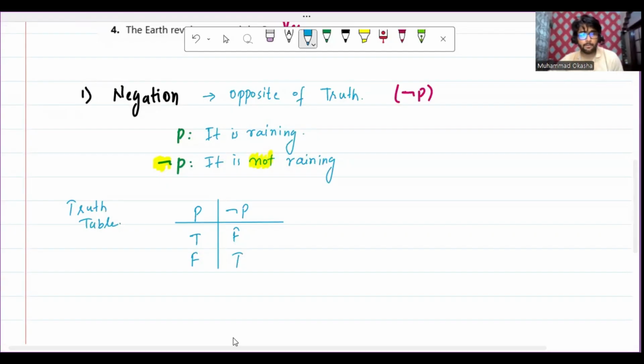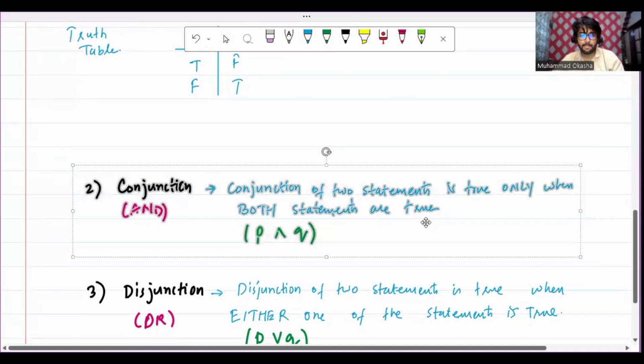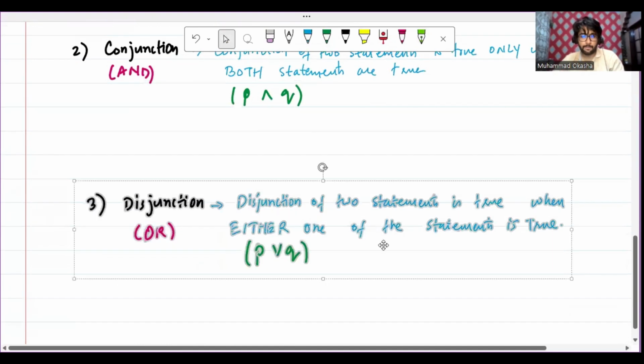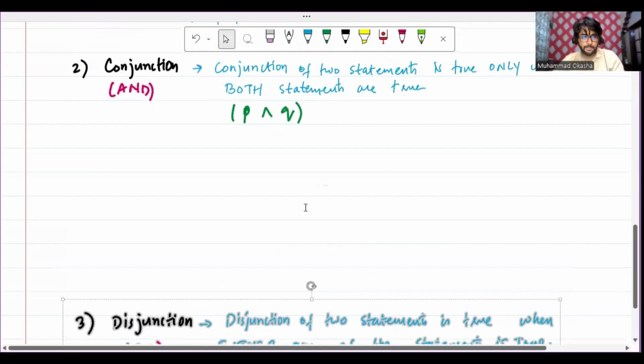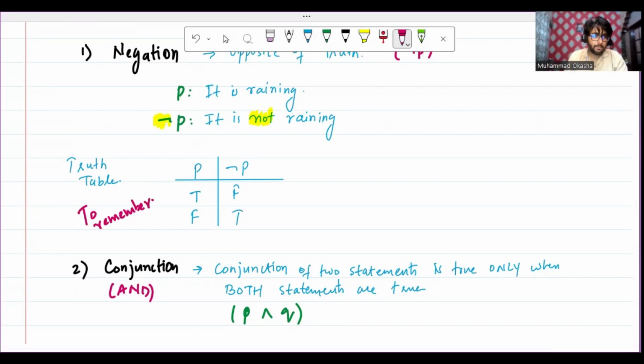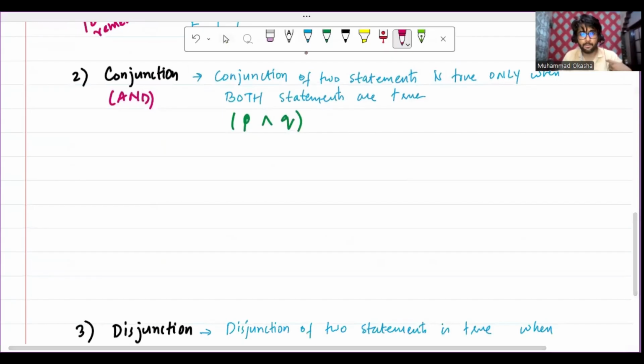Right? Let's take a look at the truth table for conjunction. And when we say conjunction, we're looking at two statements, P and Q, right? So let's look at it very, very carefully. Take a look at this truth table. By the way, these truth tables are supposed to be remembered. We'll try, of course, to write it in an intuitive way so that it helps in the memorization.